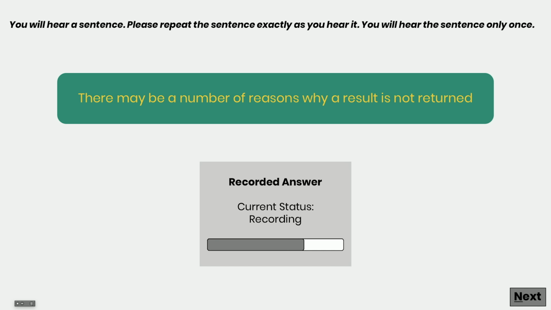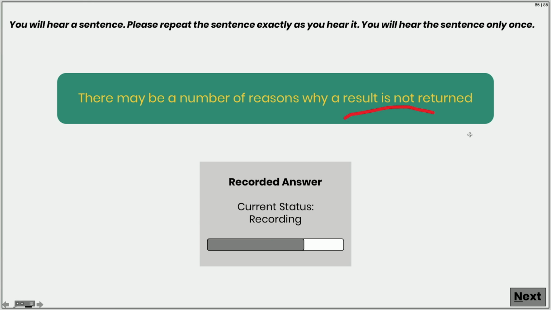Okay, how did you go repeating back that sentence? Let's have a look at it. So the speaker said, there may be a number of reasons why a result is not returned. Now you can hear that the intonation actually goes down at that final part. A result is not returned. See if you can copy that.